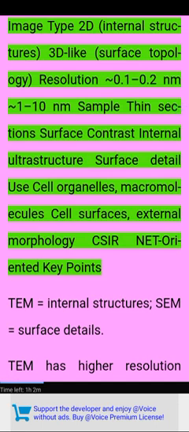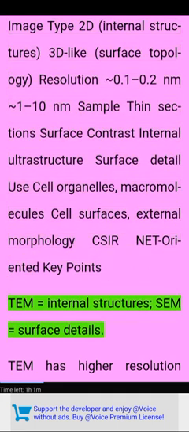Image type: 2D for internal structures, 3D for surface topology. Resolution approximately 0.1-0.2 nanometers for TEM, approximately 1 to 10 nm for SEM. Sample: thin sections for TEM, surface contrast for SEM. TEM shows internal ultrastructure, SEM shows surface detail. Uses: cell organelles and macromolecules for TEM, cell surfaces and external morphology for SEM. CSIR-NET oriented key points: TEM equals internal structures, SEM equals surface details.